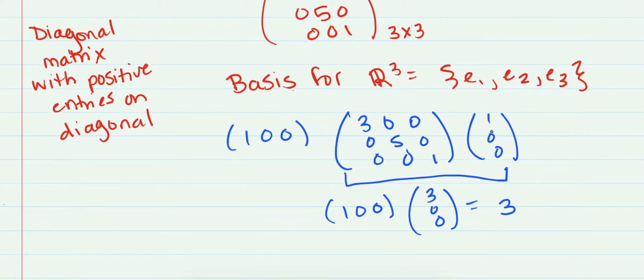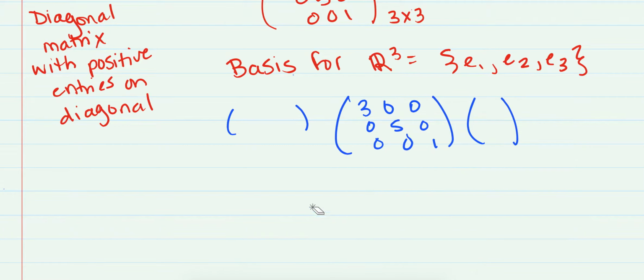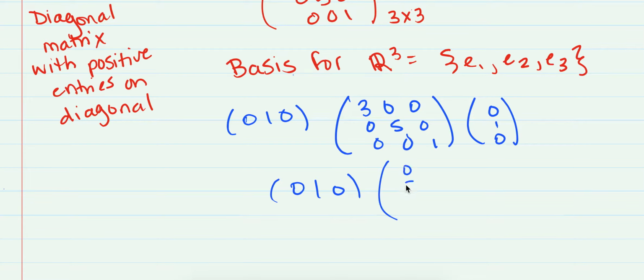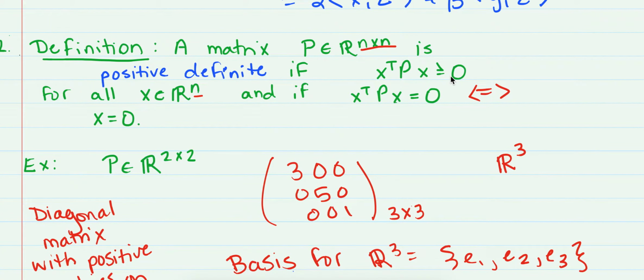And then if you multiply this matrix by E2, you'll get 0, 5, 0, and then you're going to multiply by E2 here. So let me do that one so you get another example of this. So if I change this to 0, 1, 0, 0, 1, 0, you're going to get 5. And then if you do it with E3, you should get 1. So you can see that for all the basis elements, you get something that's greater than or equal to 0. That was the definition of positive definite. It has to be greater than or equal to 0.